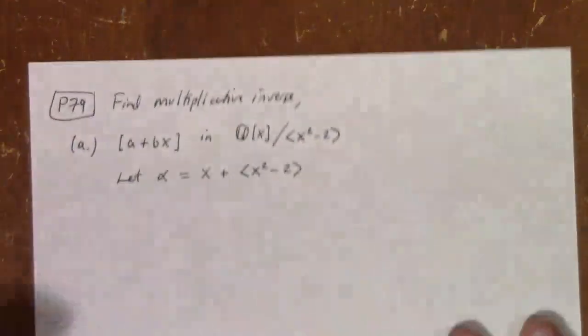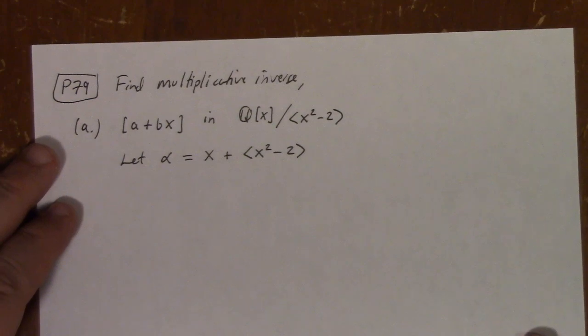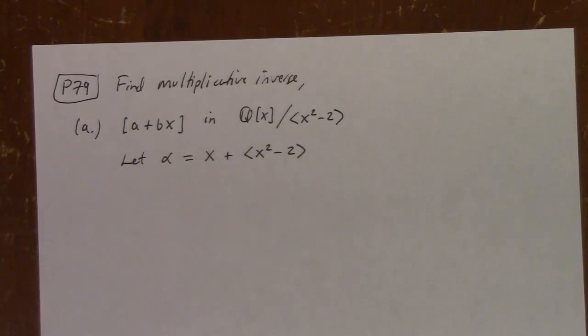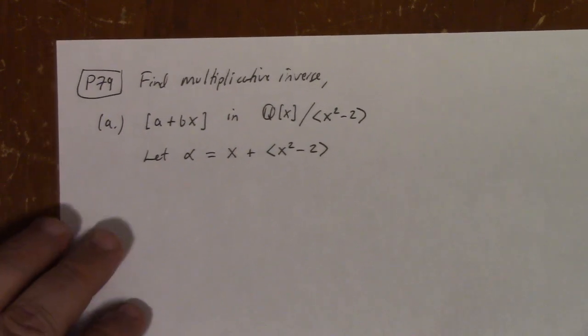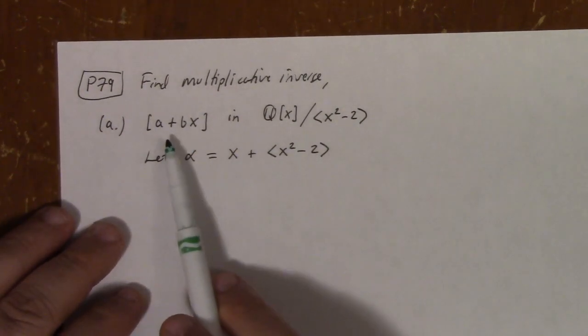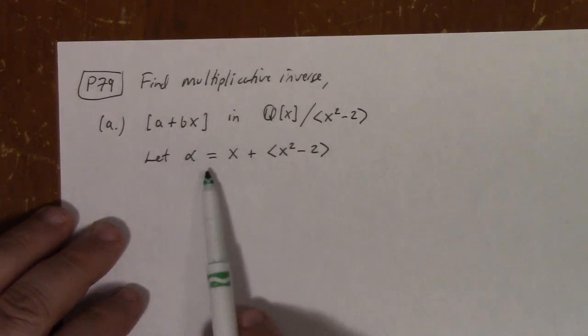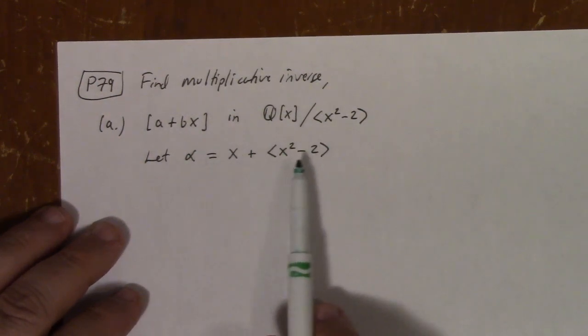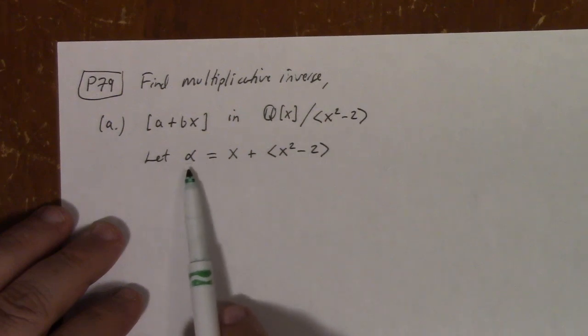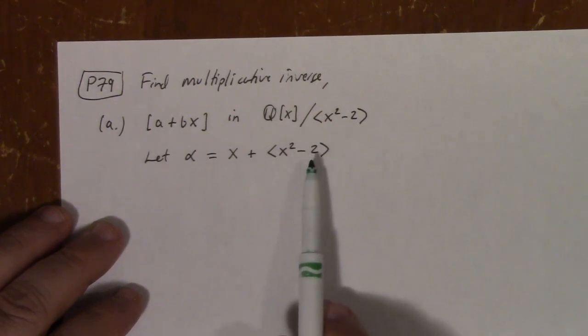And then one last thing, and I'll stop this video. Problem 77 is what I was currently fiddling around with, but let me just show you how I work this kind of problem. Hopefully I won't get stuck. You're supposed to find the multiplicative inverse of a plus bx in here. So my opening move is to make a notation which is more convenient to my purposes. In this case, alpha is x plus that, right?